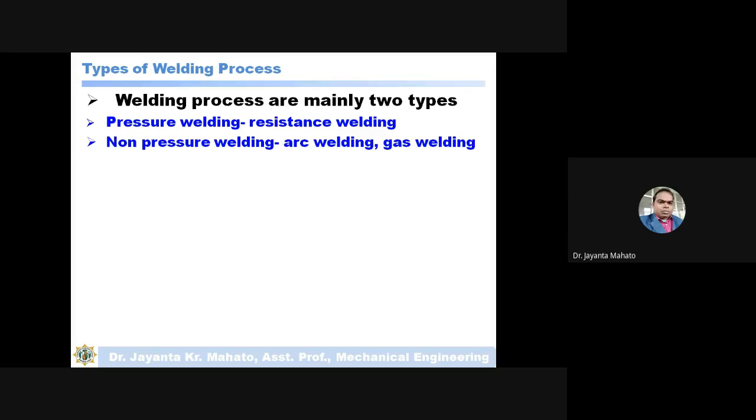In this case, in arc welding, the electric arc is used as a source of energy, and in gas welding, oxygen and acetylene gas are used as a source of heat energy. By mixing oxygen and acetylene in appropriate proportion, the heat will be produced, and this heat will melt the metals, and after rapid solidification of the melted metal, the metals will get joined together.